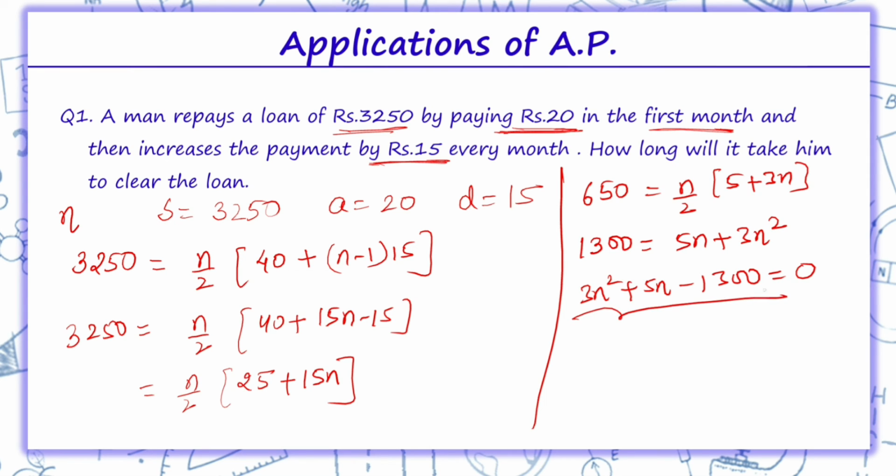Now this is a quadratic equation. We will solve this quadratic equation by factorization method and we will get two factors, which are n minus 20 and 3n plus 65, and thus the value of n will be 20. Thus the loan is cleared in 9 months. Oh sorry, the loan is cleared in 20 months.